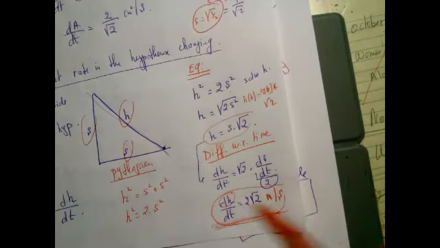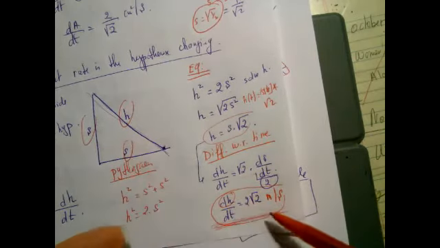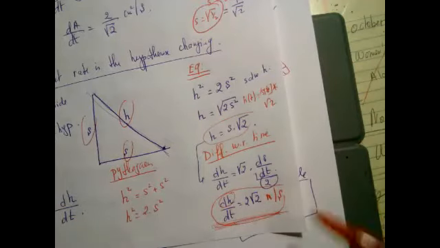So every second, s changes by 2, and the hypotenuse changes by that much. Every second, that's what's going on. Okay.